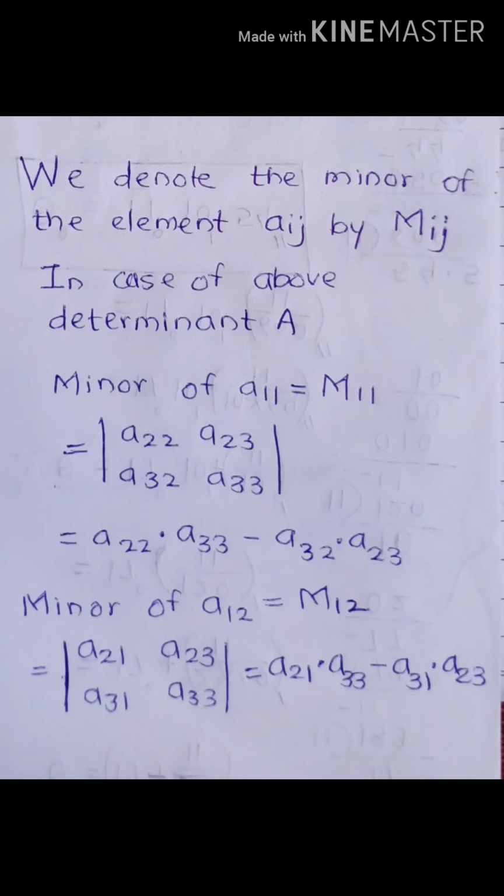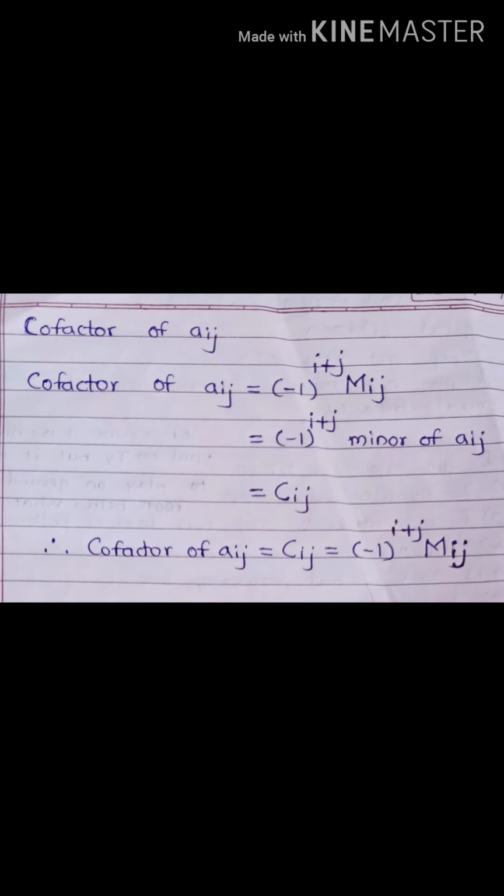Today we have learned two concepts, the minor and the cofactor of an element. Here we can find the minor and the cofactor for each element.